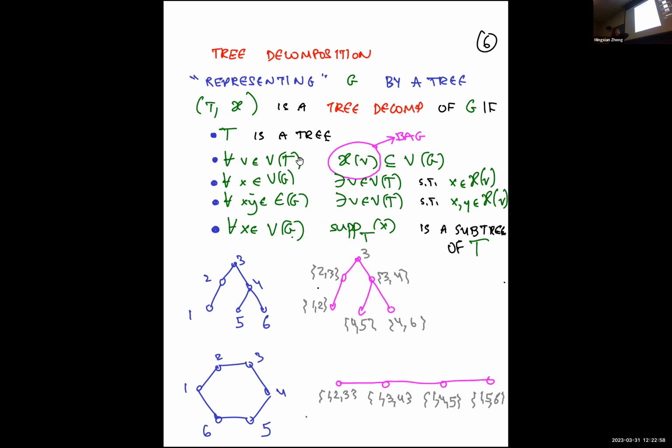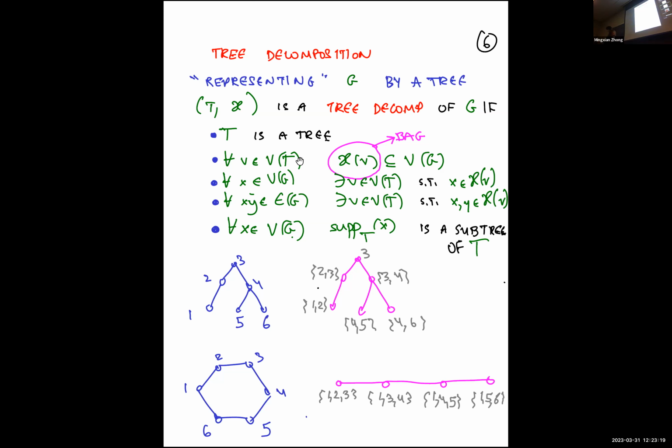And what I'm going to put in a bag for vertex V is V and its neighbor on its way to the root. So for example, for one, the path is 1, 2, 3. So what's going to go in the bag for one is 1 and 2. For four, the path is 4, 3. So what's going to go in the bag for four is 3 and 4. Three is already there, so it's just the bag for three.